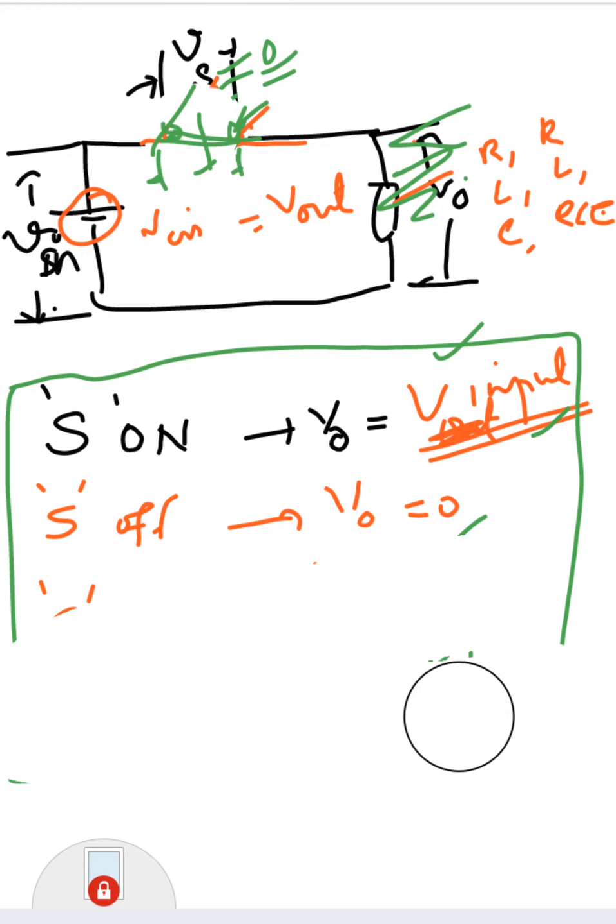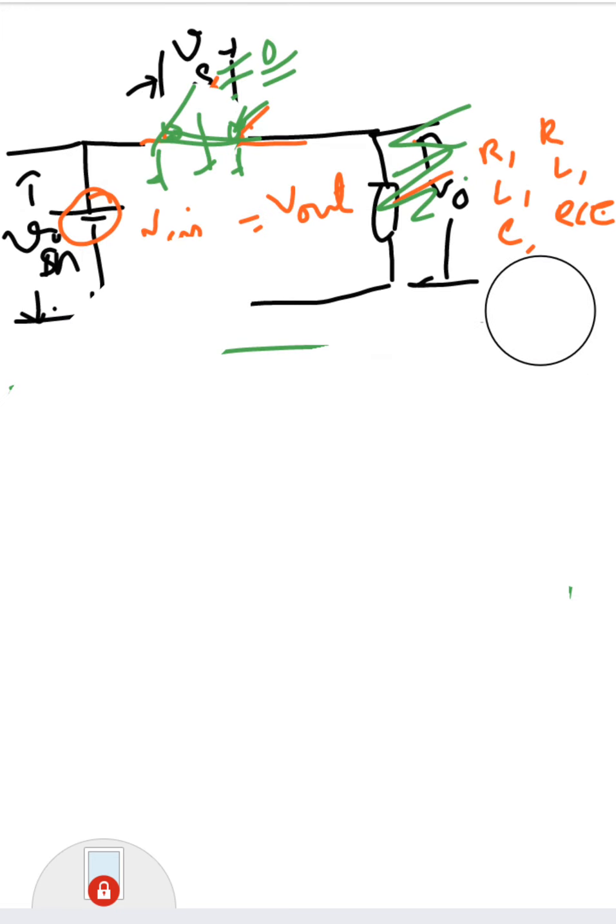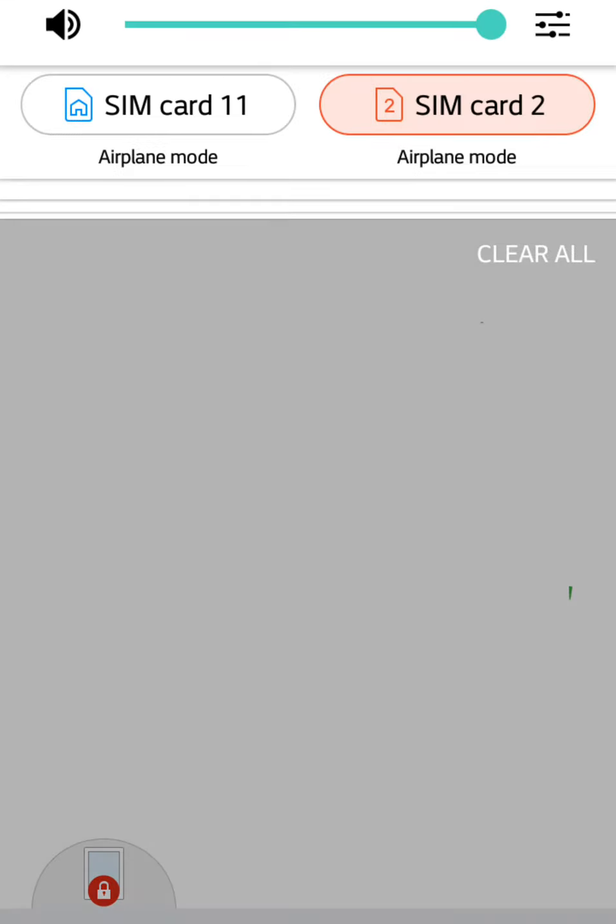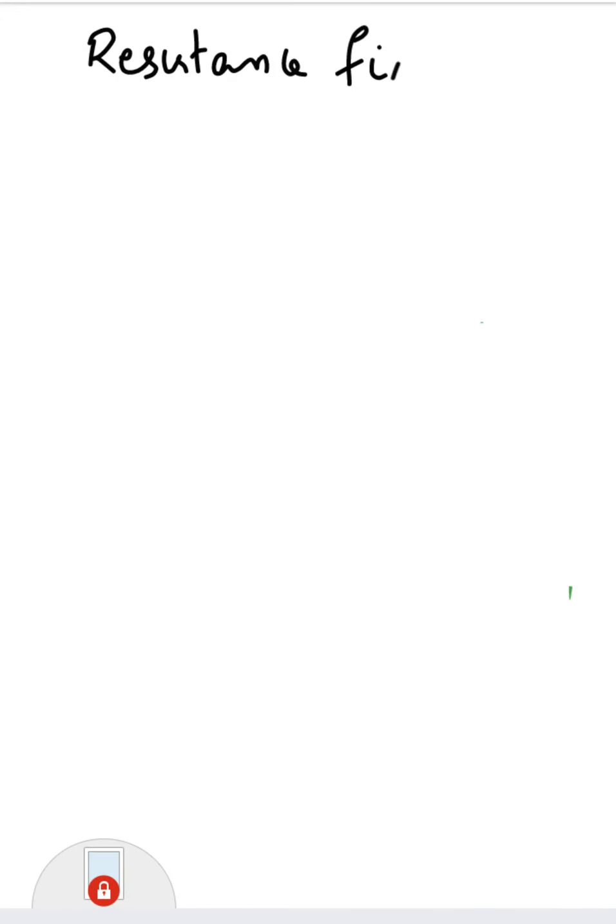So we'll learn the R triggering circuit, or the resistance firing circuits, or simply we can call it the R firing circuit.